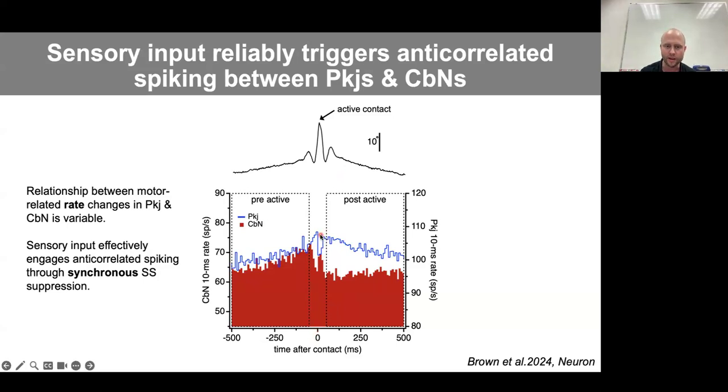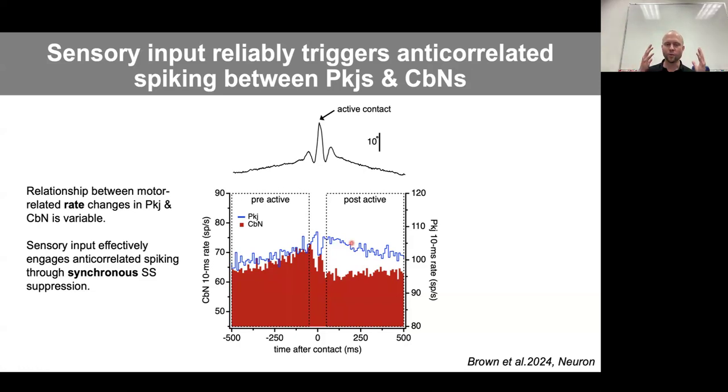They're anti-correlated here. If we look outside of that window where sensory input is coming in, and instead focus on the parts of the trace where there's changes in whisker position related to movement, we find that the relationship between spiking in the Purkinje cells and cerebellar nuclear cells is actually less consistent. Prior to the contact, nuclear cells and Purkinje cells are co-modulated, whereas after the contact, they're not. And so we think this is really cool.